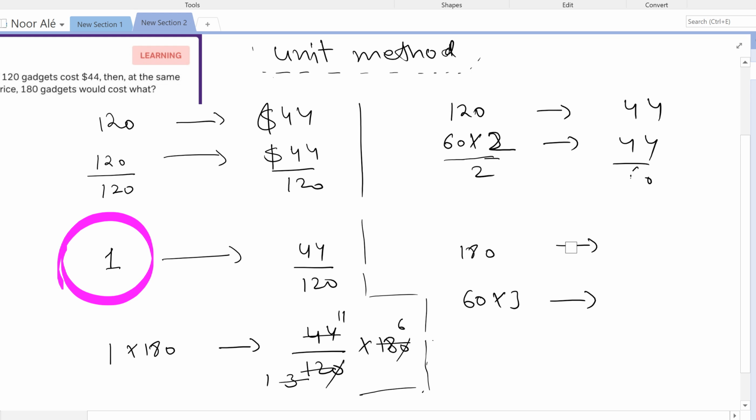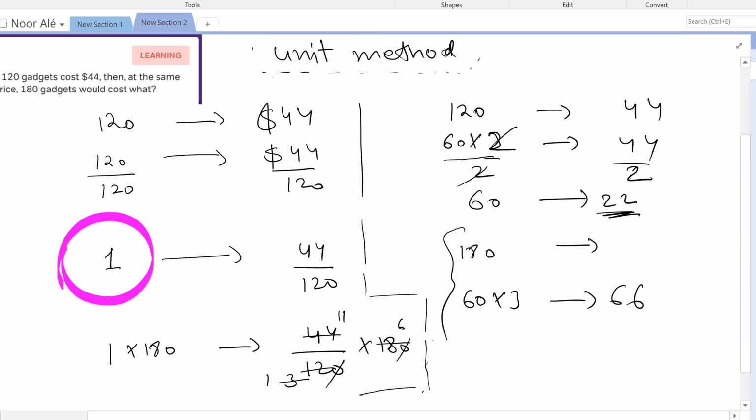Make sense to you? Because I'm going to use 60 right there. That's what we have to solve for. So I divide both sides by 2, and 2 cancels 2. I have 60. So therefore 60 gadgets are worth $22, and I'm interested in 180, which is 60 times 3. So if you multiply 60 by 3 and 22 by 3, you're going to get 66.